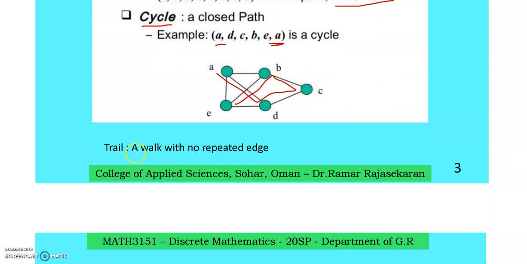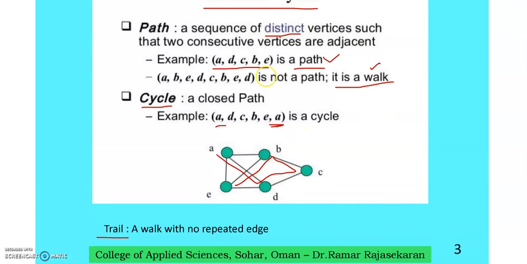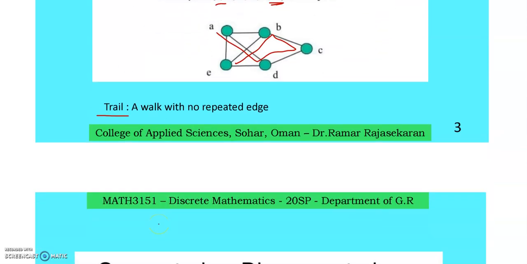Now what is a trail? A walk with no repeated edge. You see here, this is a walk: A, B, E, D, C, B, E, D. These all are vertices. Now here B, E is an edge. The edge is repeating here, but this is a walk. A walk can repeat vertices and edges. But what is a trail? A walk with no repeated edge. Repetition of an edge is not allowed in a trail.